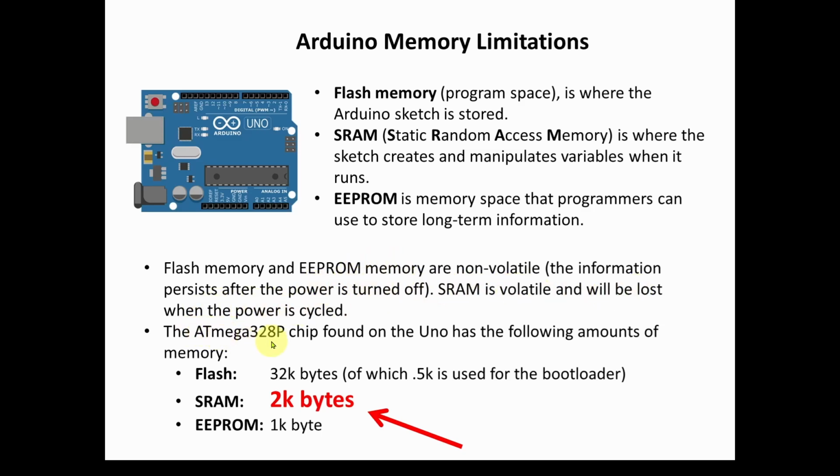Now, the ATmega328P chip, this big chip right here, which is the heart of the Uno, has the following amounts of memory.